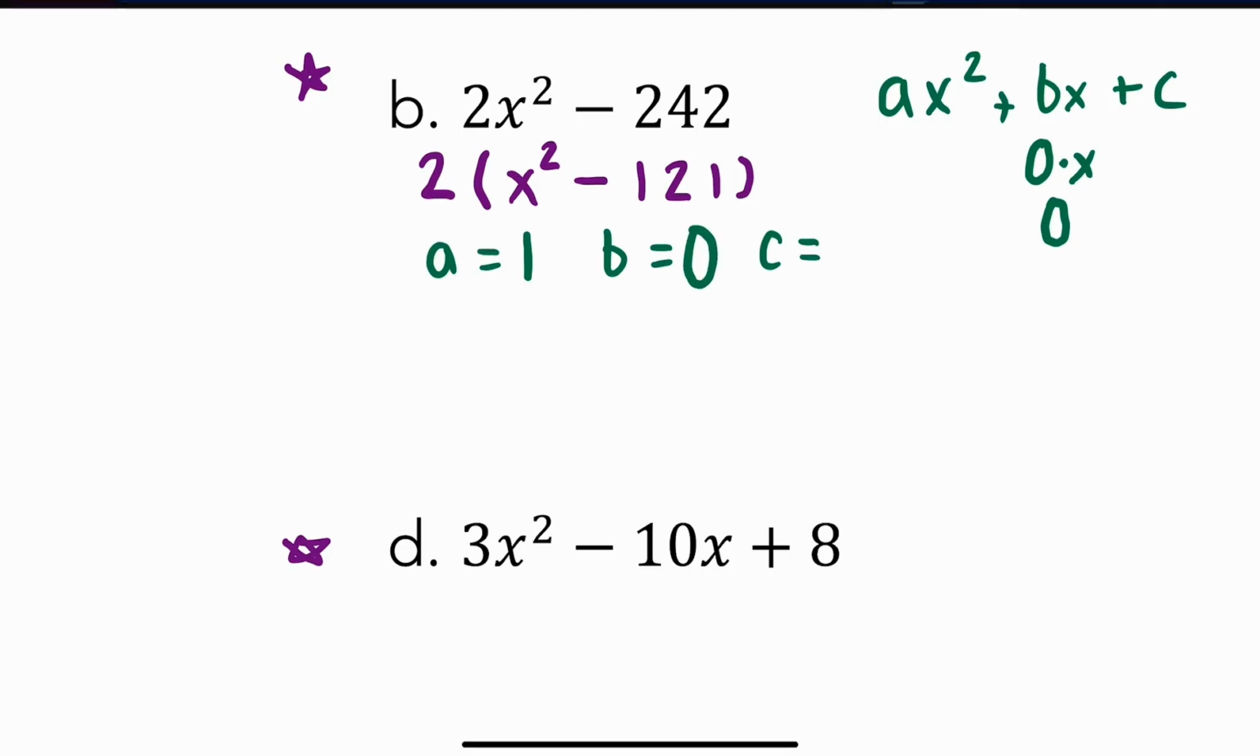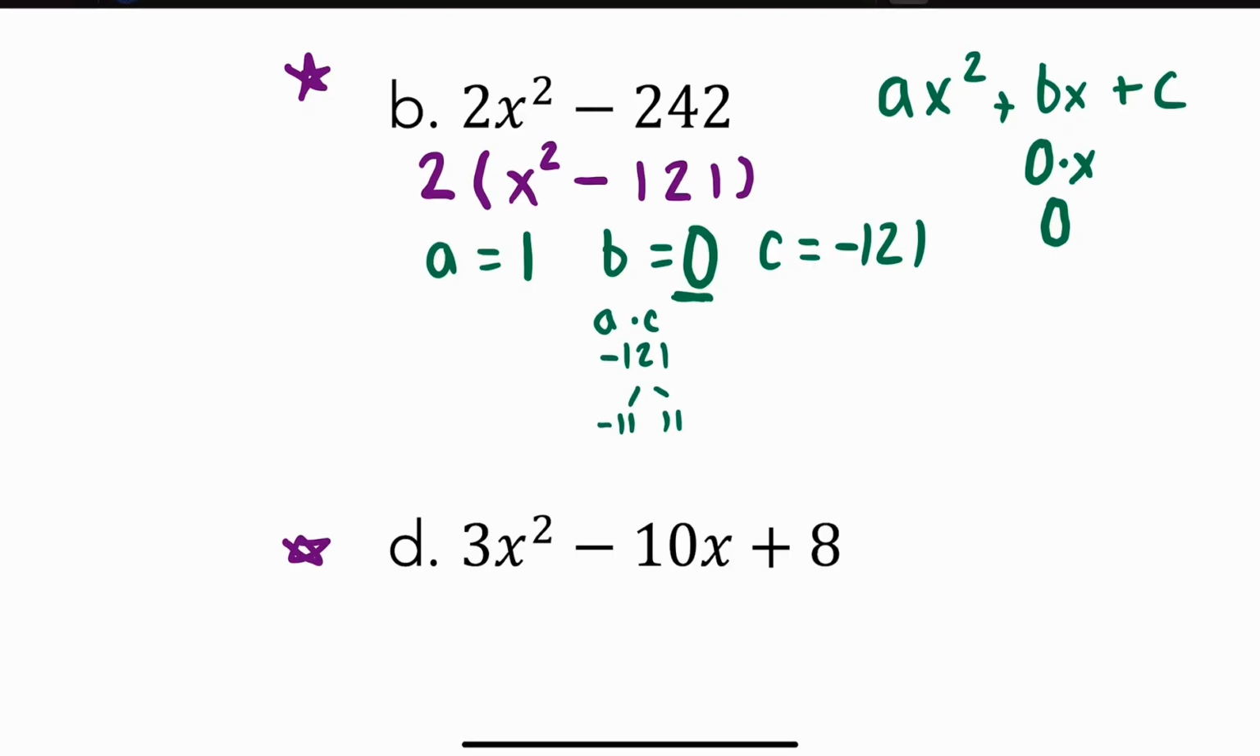And our c is negative 121. Okay, so we do our A times C is negative 121. And so we need two things that if we multiply them together, we get negative 121. But when we add them, we get 0. And those two values are negative 11 and positive 11.